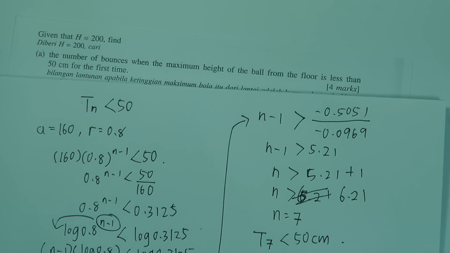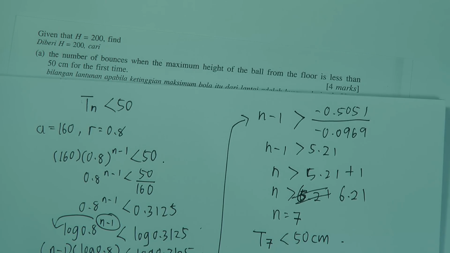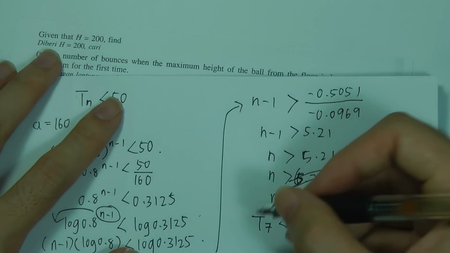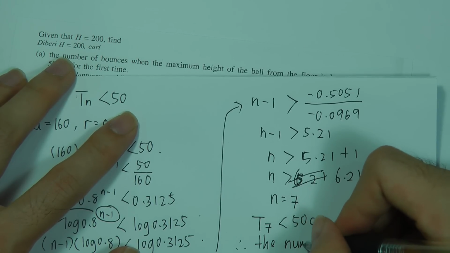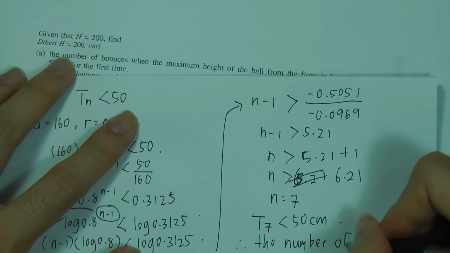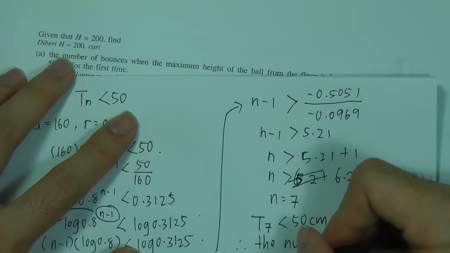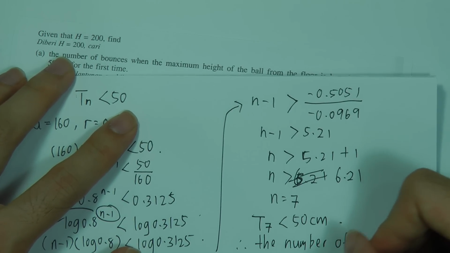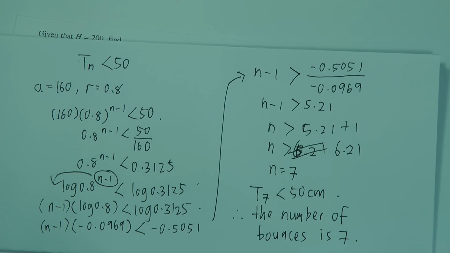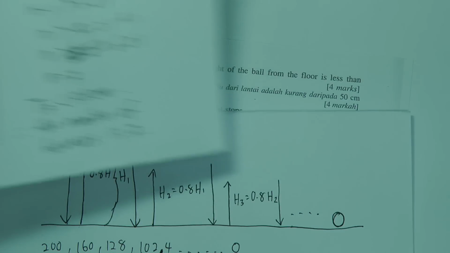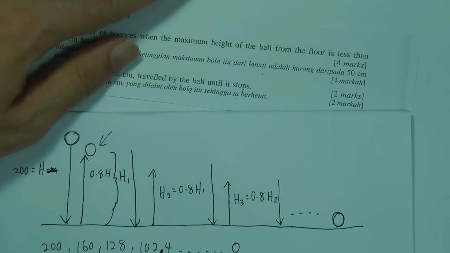Then we go to the next one. I just write some words over here first. The number of bounces is 7. You just write the number of bounces is 7, that's all. Then we go to the second part.